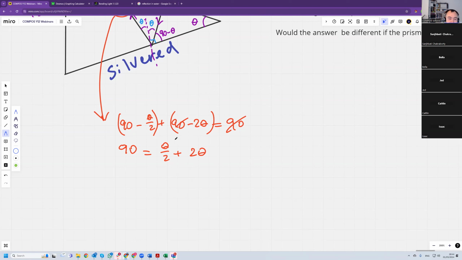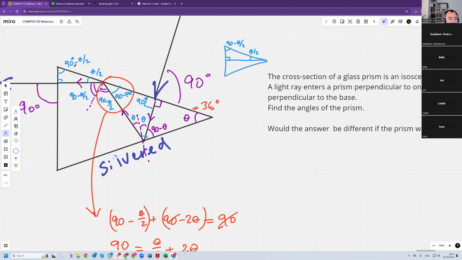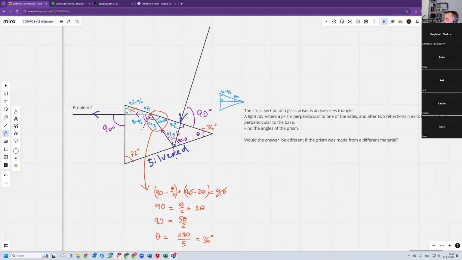So 90 cancels. 90 equals 2 theta over 2, so 90 equals 5 theta over 2. So theta is 180 divided by 5, which is 36 degrees. It is 36 degrees. And we can find these: 90 minus 18 makes it 72. And this is 72 degrees. All right. So that's what we did.